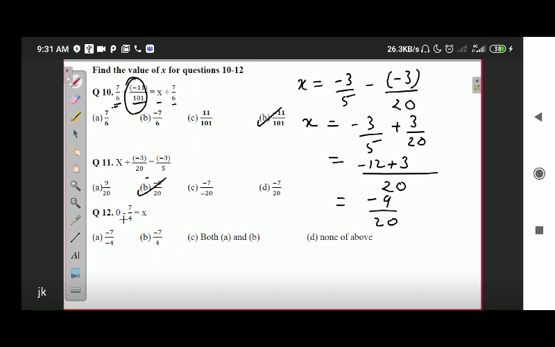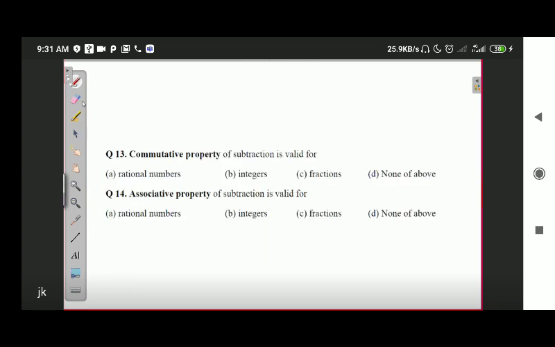Next is 0 minus 7 upon 4 is equal to x. We have to determine the value of x. x will be minus 7 upon 4. The first option is not correct because on simplifying it, it will become 7 upon 4. That will be incorrect. The sign is important also. Next is question number 13.